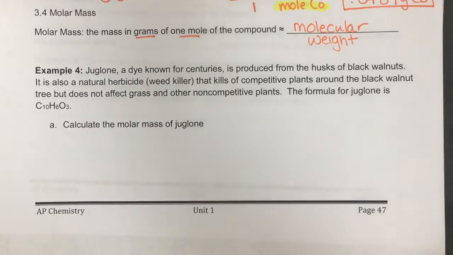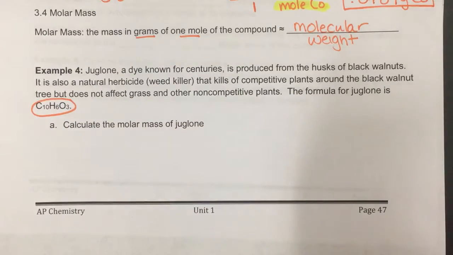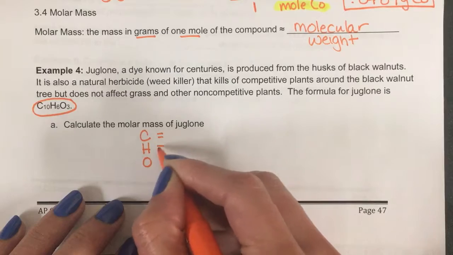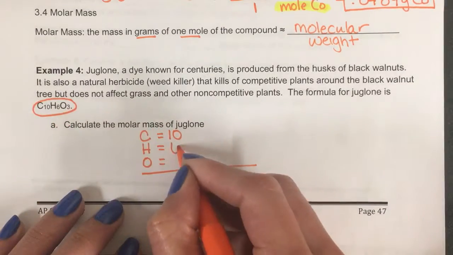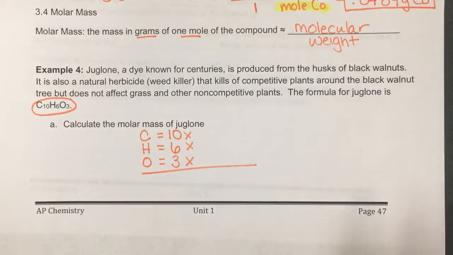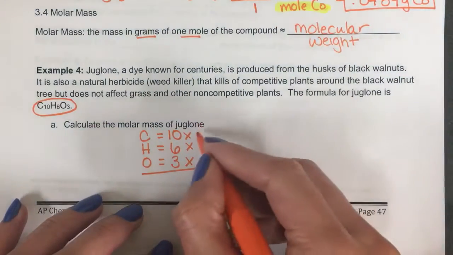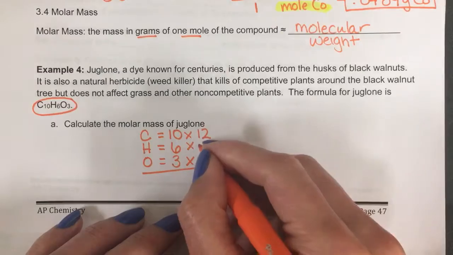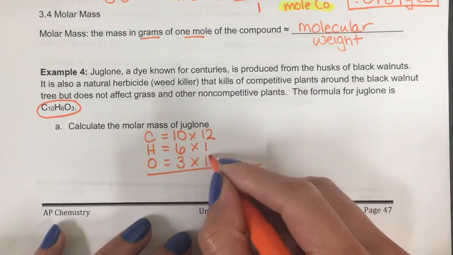Here we've got a compound called juglone. It's a dye, and it has a formula of C10H6O3. So I have to break up my compound into all of the elements that make it up. I've got 10 carbons, 6 hydrogens, 3 oxygens. I'm going to multiply those values by the number from the periodic table, and I'm going to round this a little bit. So carbon is 12.011, I'm going to make this 12. Hydrogen is 1.008, I'm going to make that 1. And oxygen is 15.999, I'm going to make that 16.